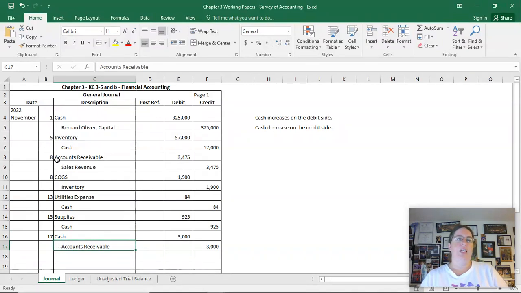Now, let me say that again. Here on the 8th, we debited accounts receivable for $34.75. Here they've paid us $3,000, so they no longer owe us $3,000. So we're removing that from our accounts receivable account, and we do that by crediting it. Okay.